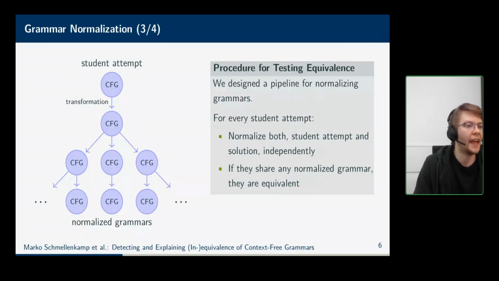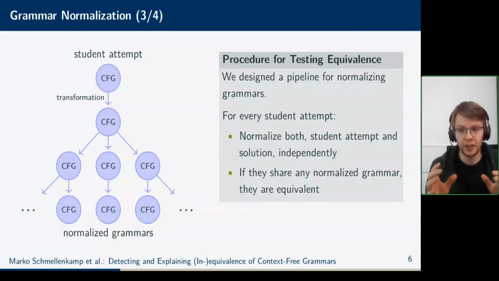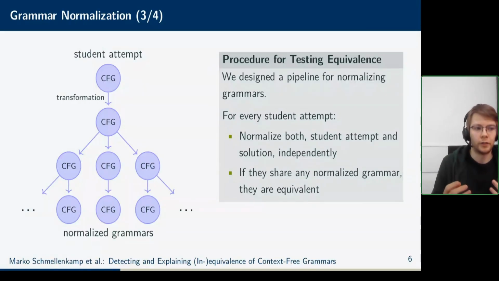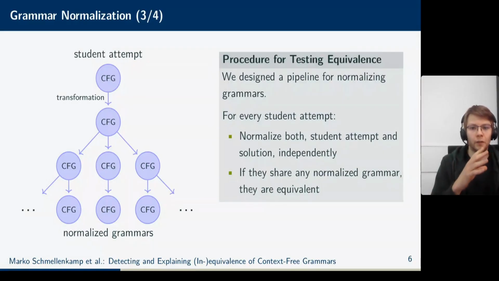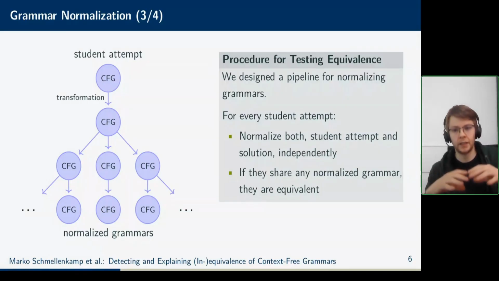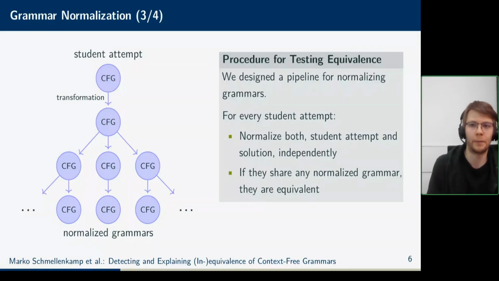Now, with this pipeline and normalization method, when a student comes in and we want to figure out whether the attempt is equivalent, we can normalize both the student attempt and the solution with the pipeline independently, and then check whether the solution sets match. If there's one match, then we know we can transform the grammars equivalently from both ends, so the student attempt has to be correct, that is, equivalent to the solution.